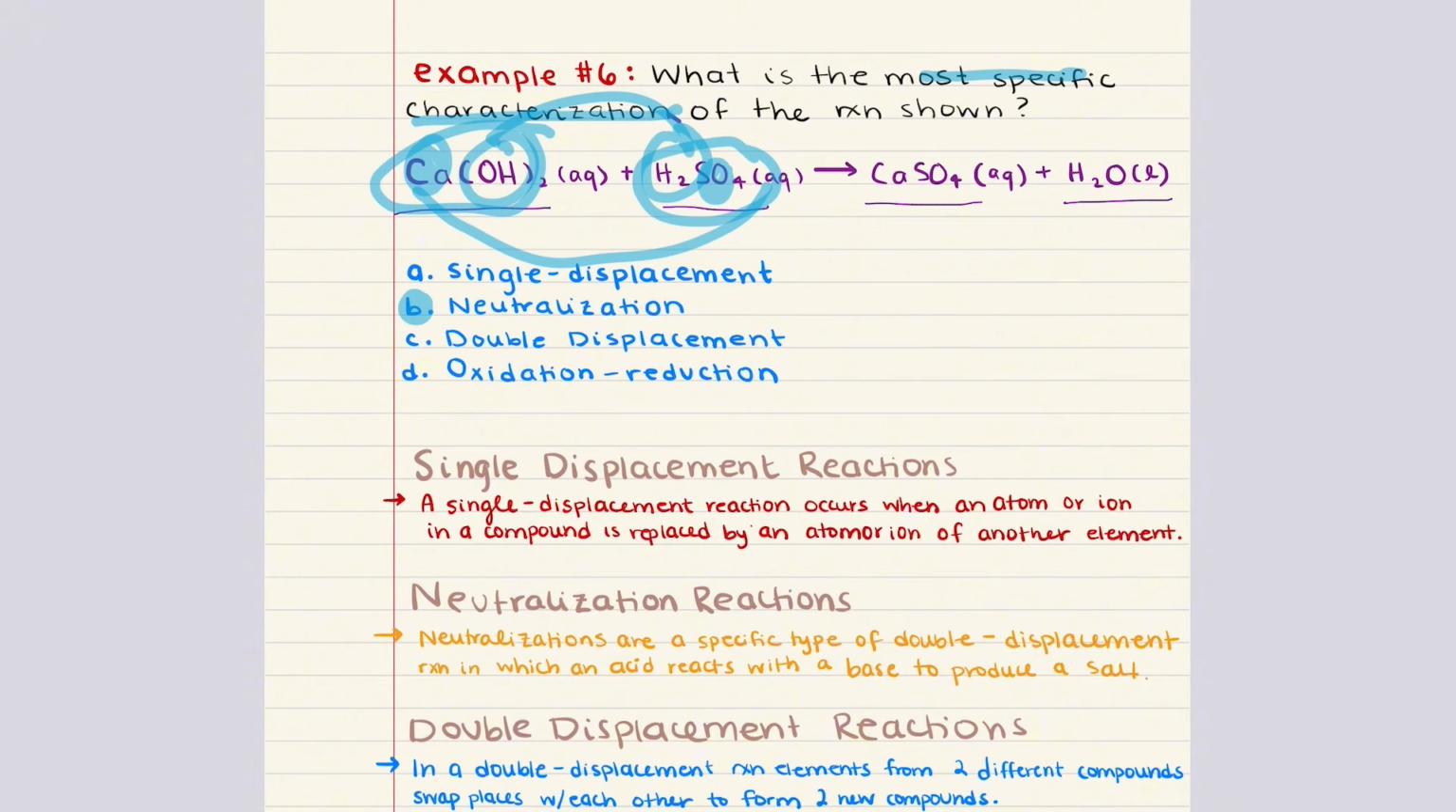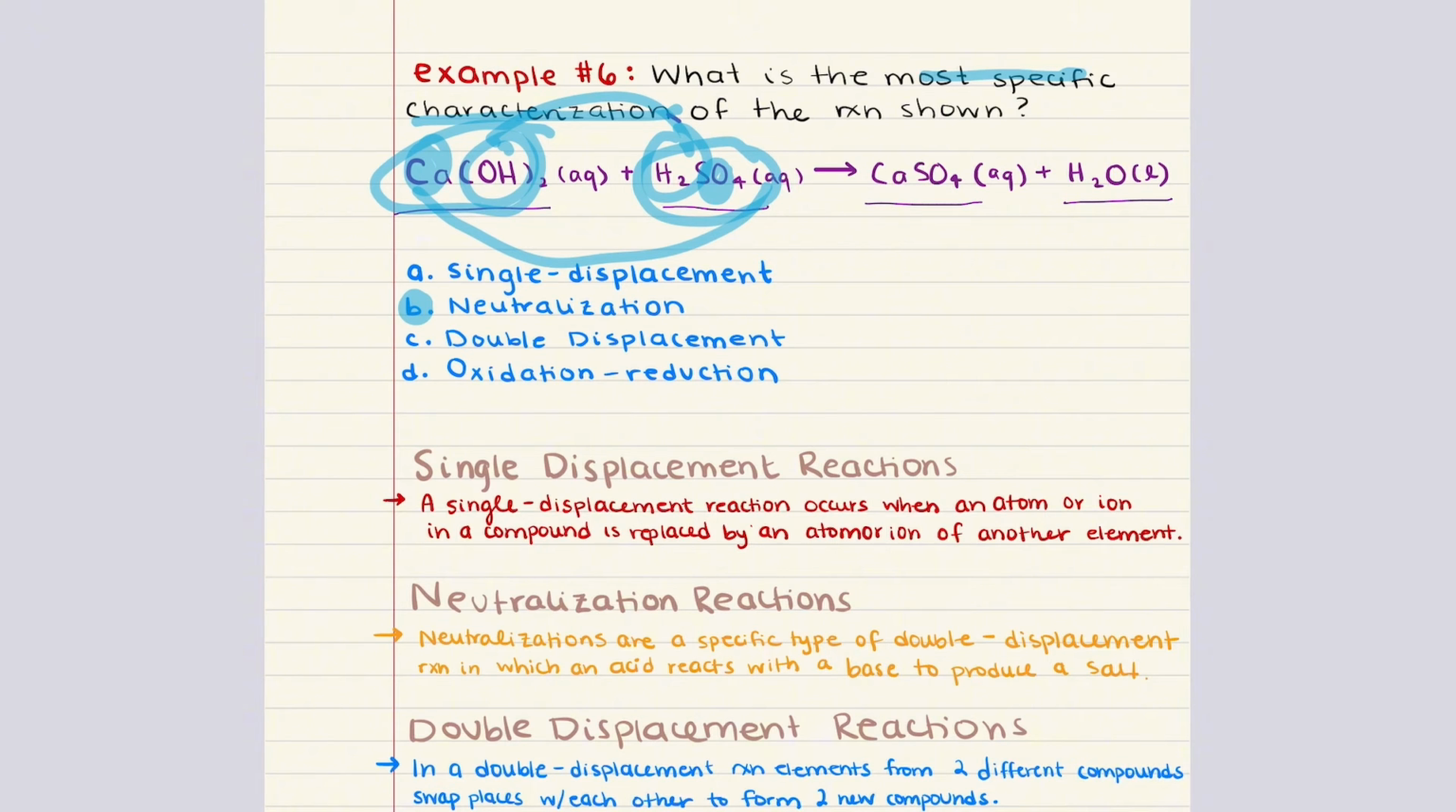Because yes, the double displacement is happening, but it's happening with an acid and a base to produce salt and water. D says oxidation reduction. This involves the transfer of electrons between two substances. There is no change in the oxidation states of the elements in this reaction. This is not an oxidation reduction reaction.